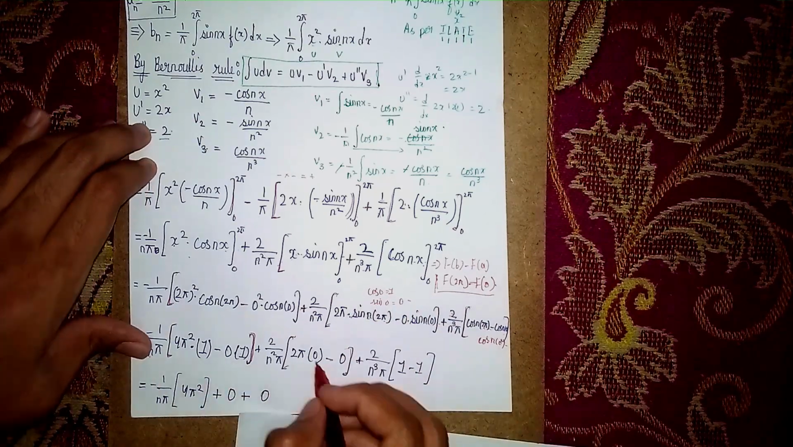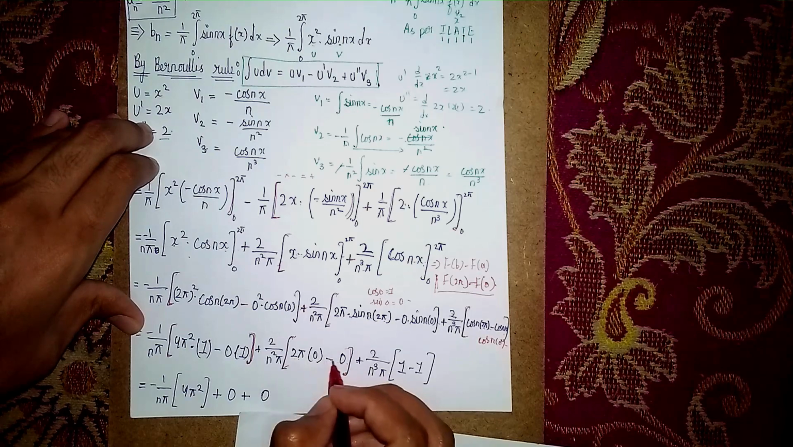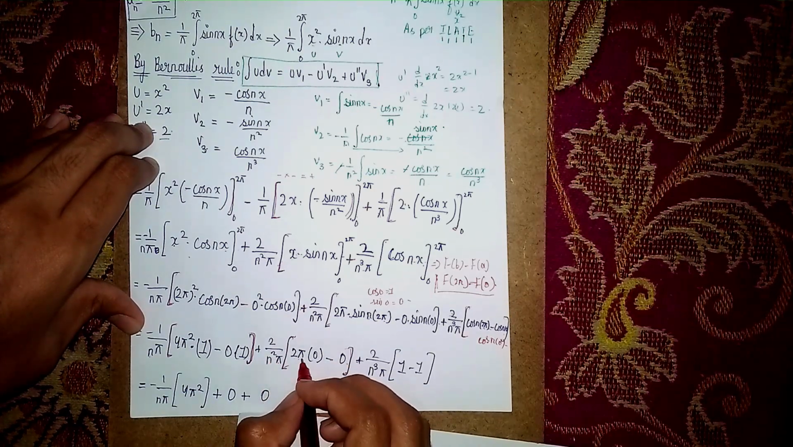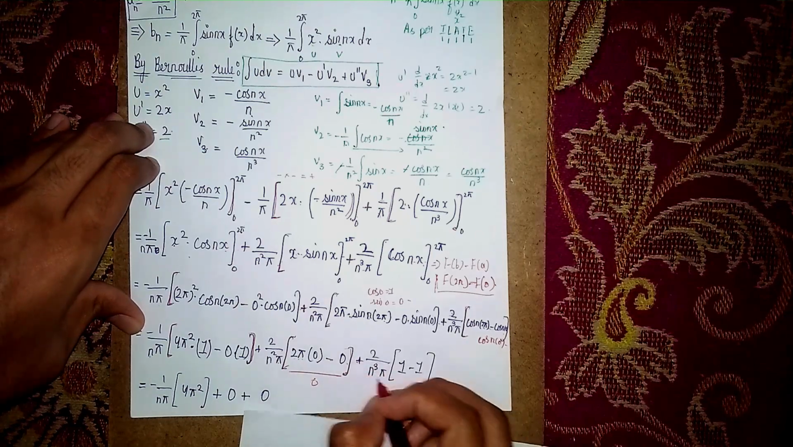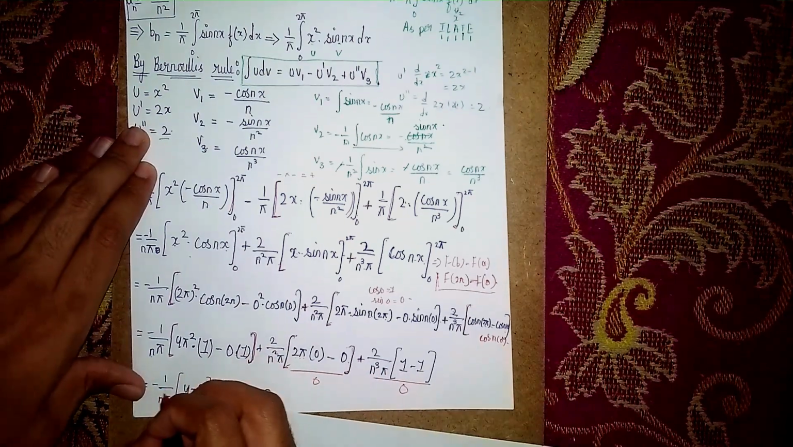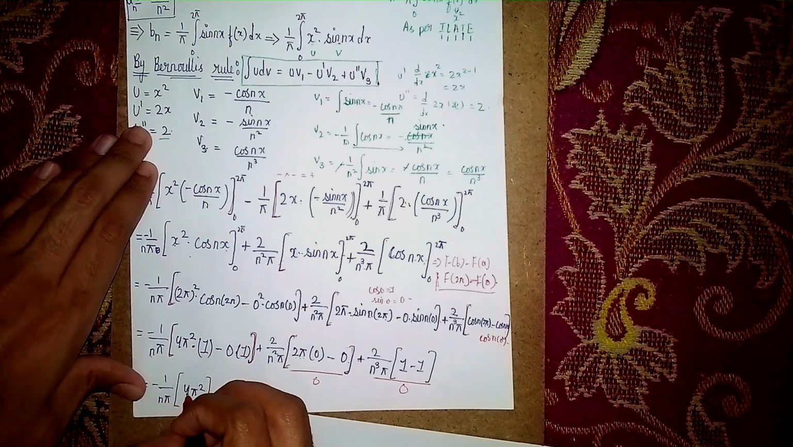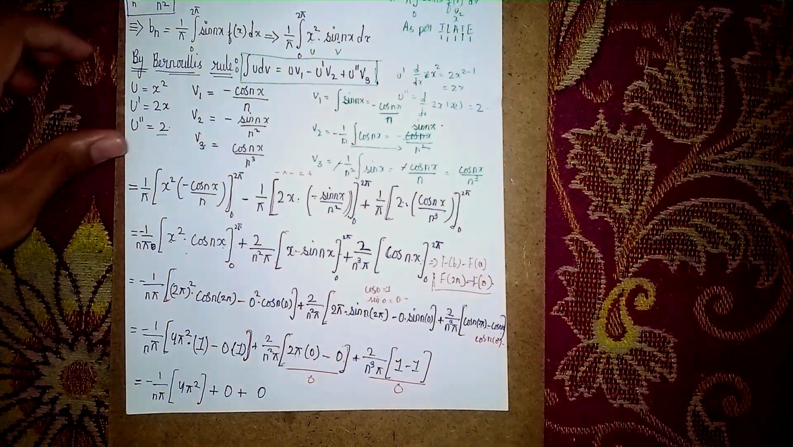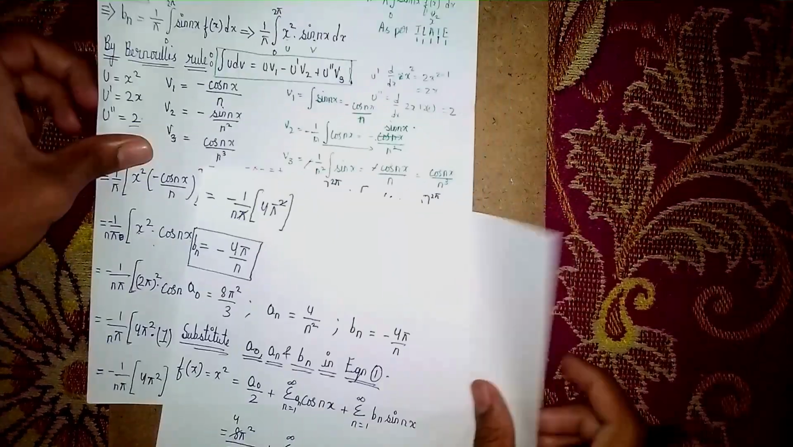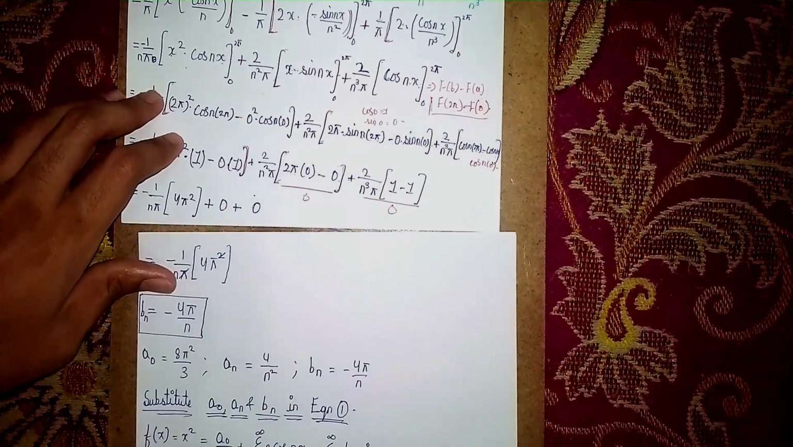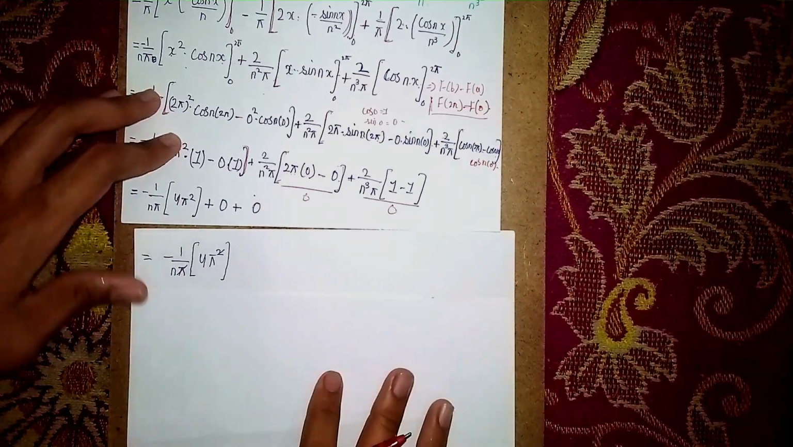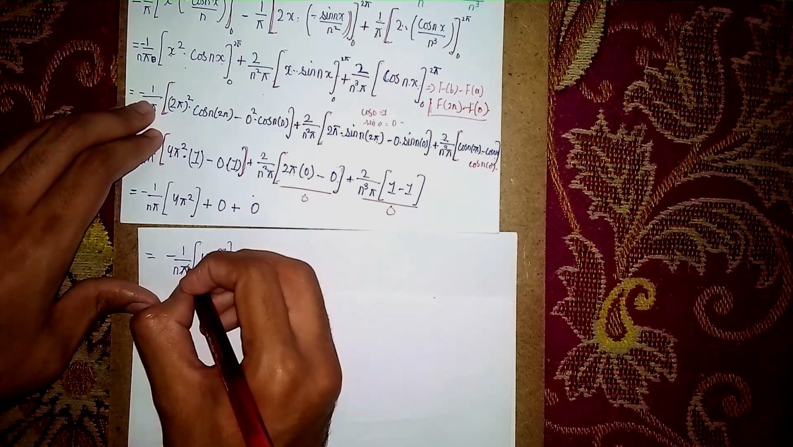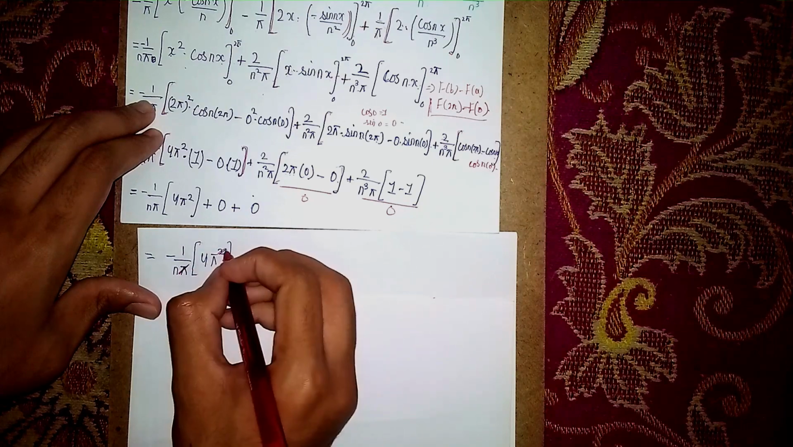So this function, 2 pi into 0 is 0, so 0 minus 0 means 0. 2 by n square into pi, if you multiply with 0 it will become 0. So this function becomes 0, and this function becomes 0. So what is remaining? Minus 1 by n pi open the bracket 4 pi square. Here 1 pi and pi square get cancelled.